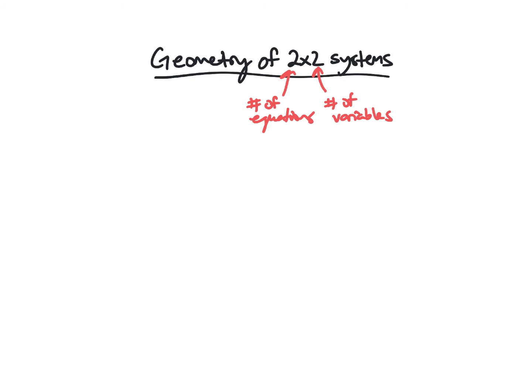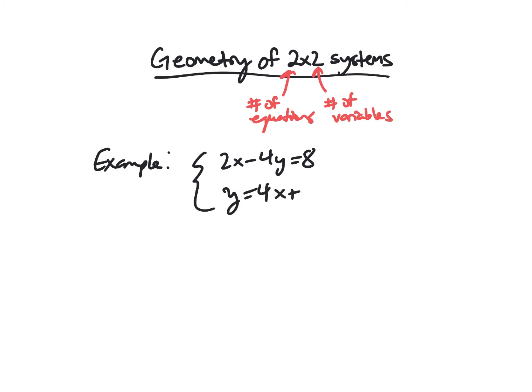And so if you have, well, let's just do an example, right? So 2 equations, let's go with 2x minus 4y is equal to 8, and y is equal to 4x plus 5. So we have 2 equations, we have 2 variables. So hopefully you can see that both of these are going to be lines. The second one should be pretty clear. It's already in slope-intercept form.